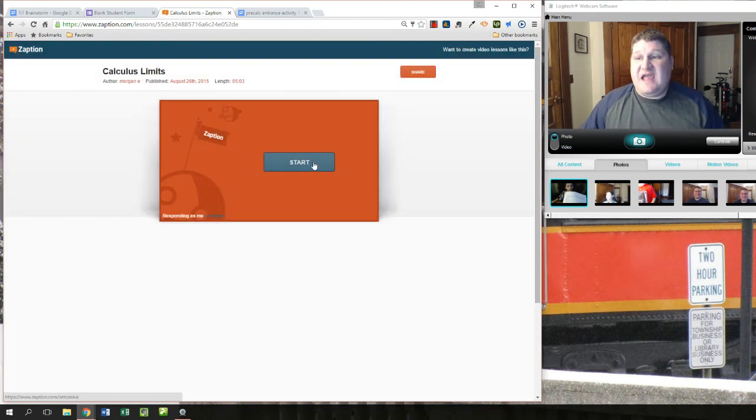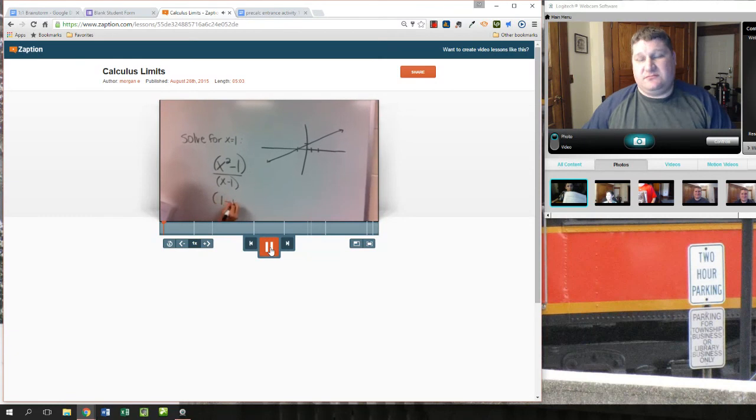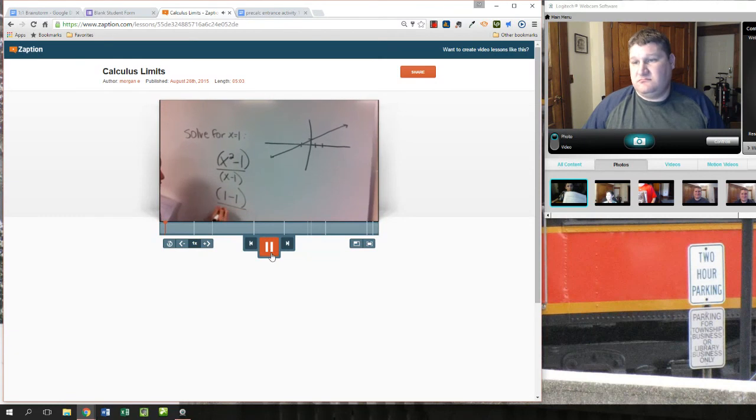So they were using some of the same technology and learning how to make it that I was using to demonstrate or to use for instruction. One for the equation x squared minus 1 over x minus 1. 1 minus 1 over 1 minus 1 is 0 over 0.